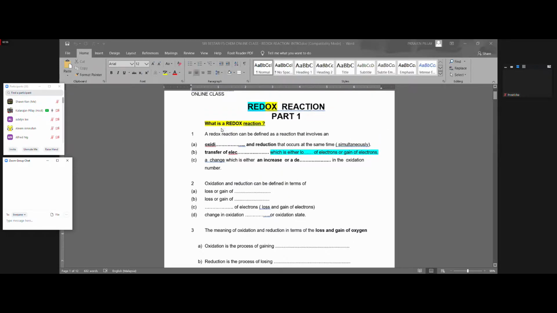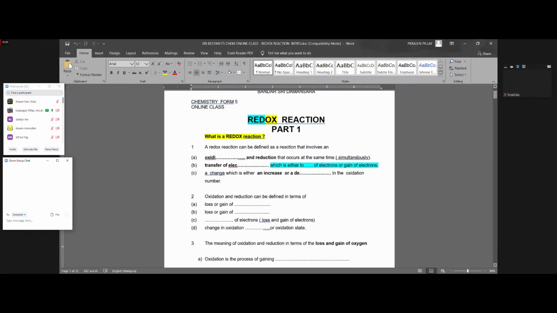First, note it down. Redox reaction can be defined as a reaction that involves an oxidation and reduction which occurs at the same time, or the word is simultaneously. Okay, note it down first. Write it down. Redox reaction is a reaction that involves an oxidation and reduction. You just double confirm the spelling, oxidation, with a small a. Thank you. And involves an oxidation and reduction.